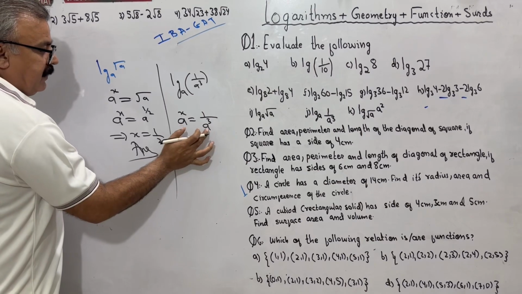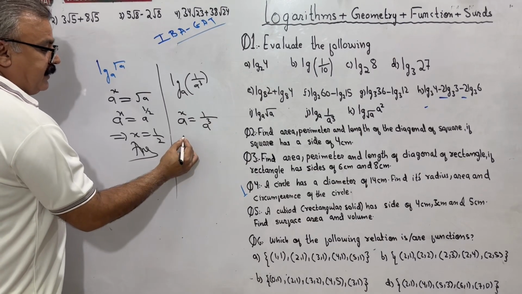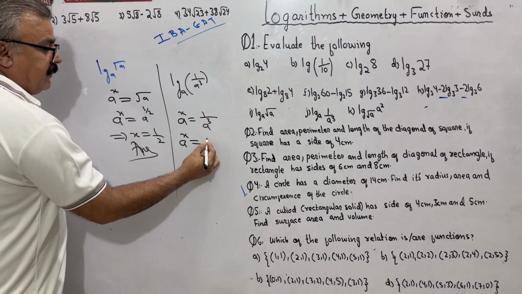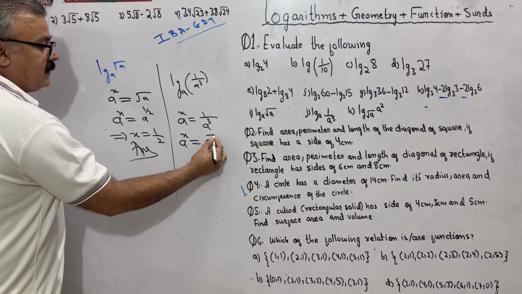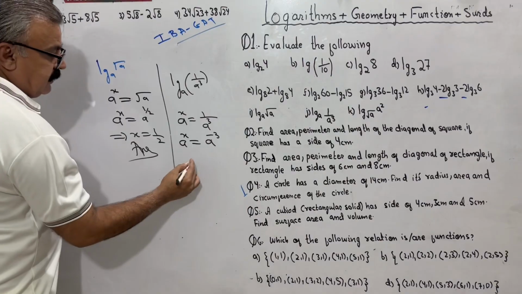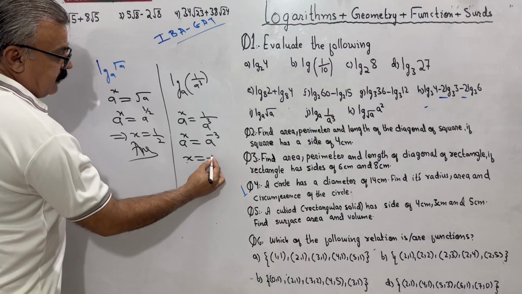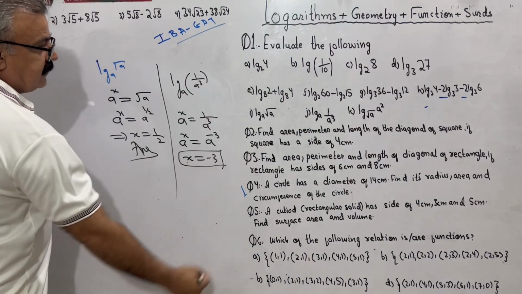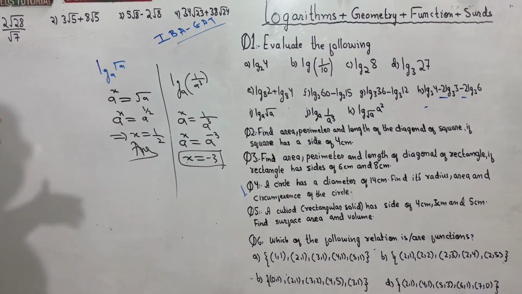Making bases compatible, drag a cube into the numerator. A raised to x, a raised to 1 over a cube can be written as a raised to negative 3. Bases are equal, therefore powers are equal. X is equal to minus 3 is our answer in that case. Next, find the log question.